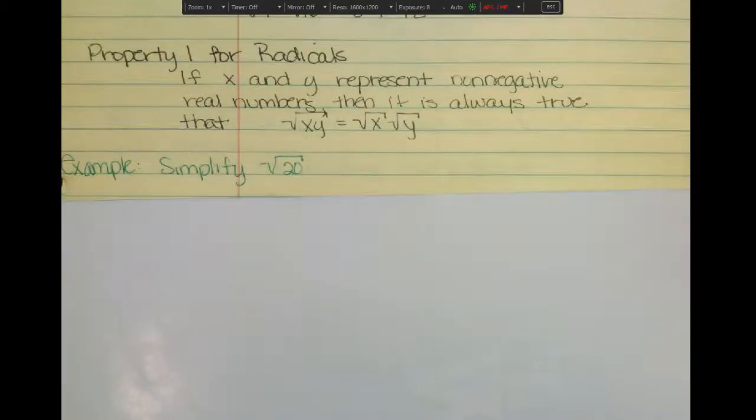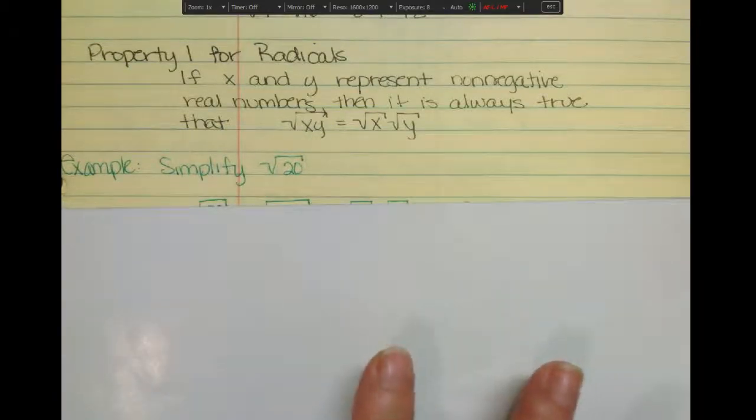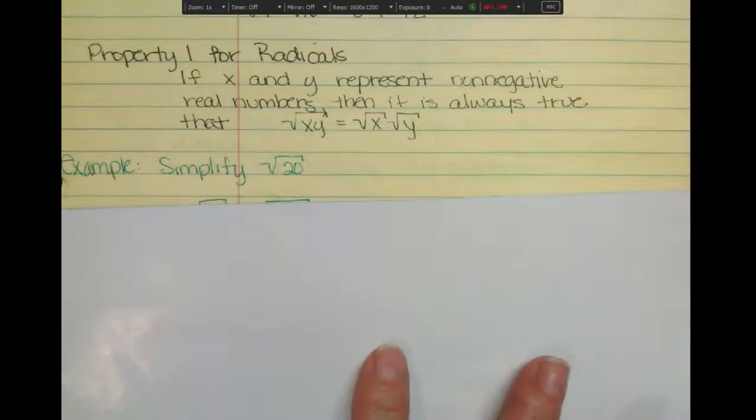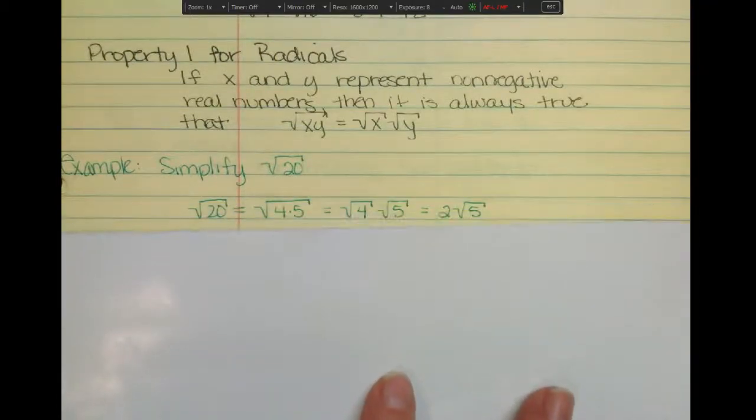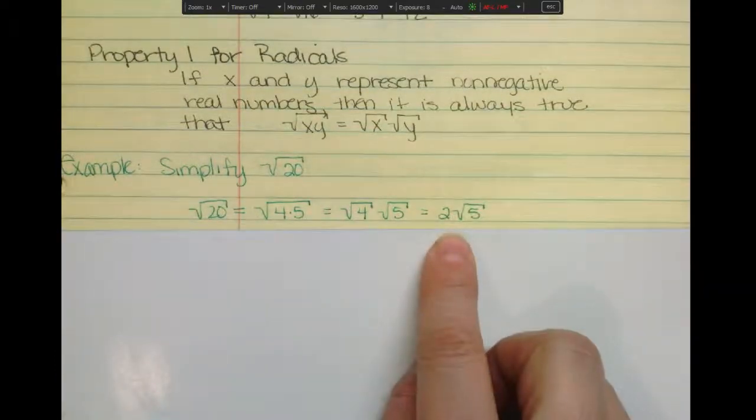So using our new property, let's simplify the square root of 20. The square root of 20 we can write as the product of 4 and 5. And then from there, we can break it up as the square root of 4 times the square root of 5. The square root of 4 is 2, the square root of 5 is irrational, so we can leave it as the square root of 5. So our final simplified version of the square root of 20 is 2 square root 5.